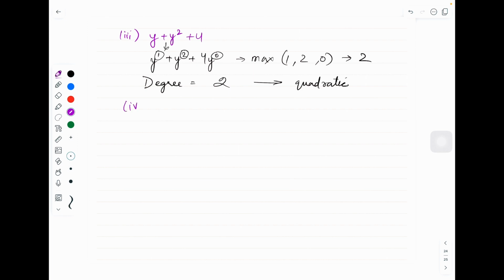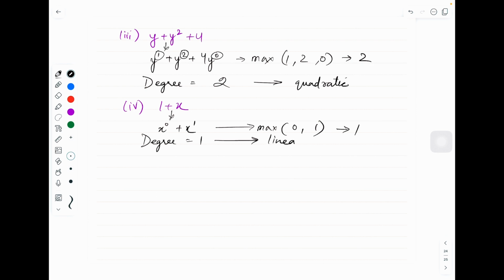Fourth question, 1 plus x. 1 plus x can be written as what? x to the power 0 plus x to the power 1. So this is the maximum of what? 0 and 1, which is 1. So degree equals 1. If degree is 1, this is linear. Understood? Fifth question, 3t is given.